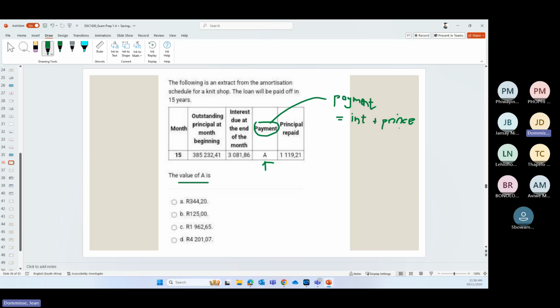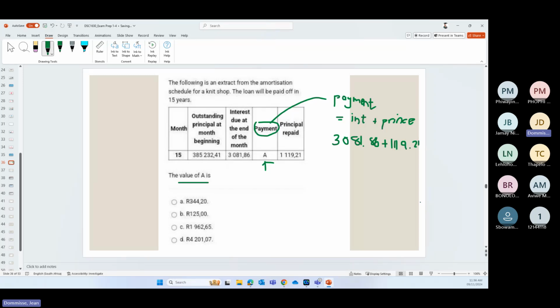So for whatever loan you ever have, doesn't matter, home loan, car loan, personal loan, you're basically paying a part interest and you're paying a part of that original amount you're paying off. Here they tell us that interest component is 3081.86. And then the second component, they say to us, our principal repaid is 1,119 rand and 21 cents.